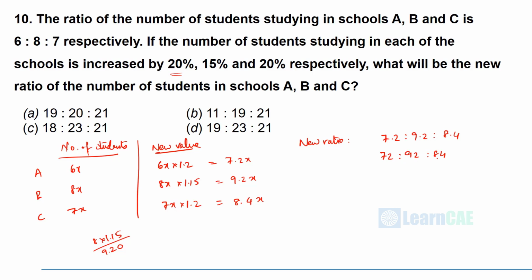Okay. We can divide this by 4. So dividing this by 4 will be 18, then 92 divided by 4 is 23, and 84 divided by 4 is 21. So the ratio will be 18 is to 23 is to 21. Answer is C.